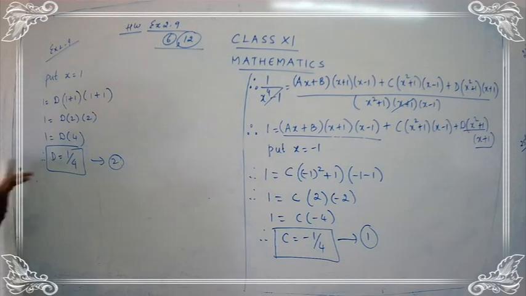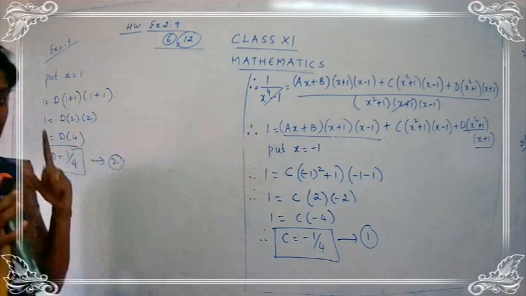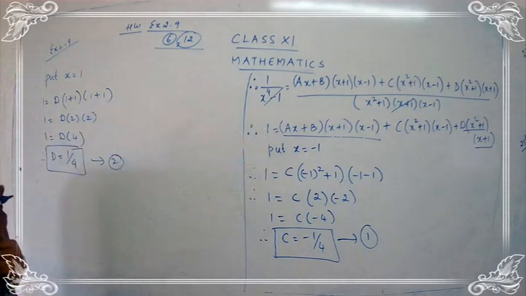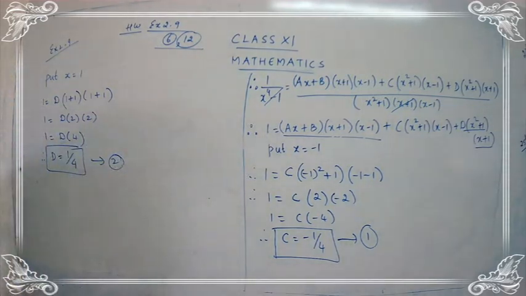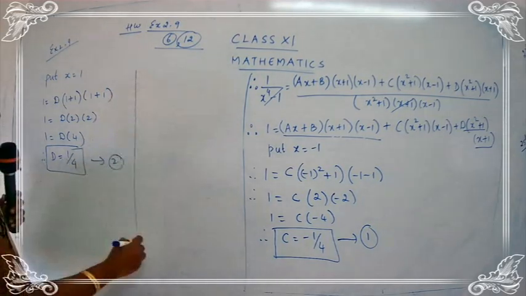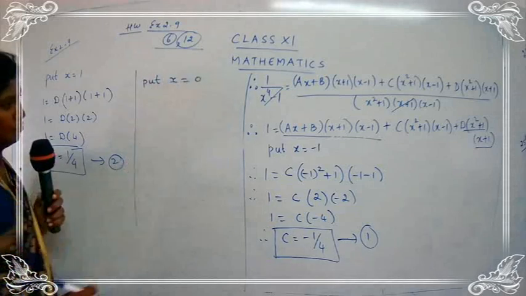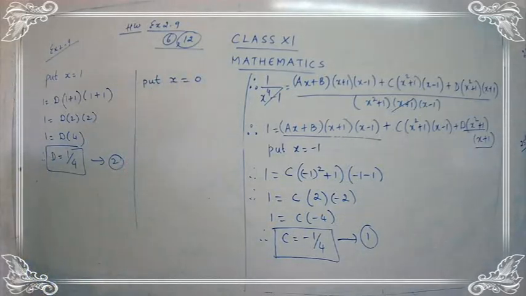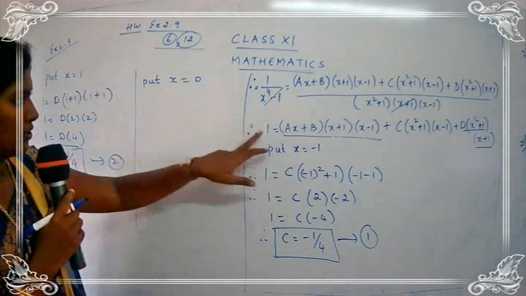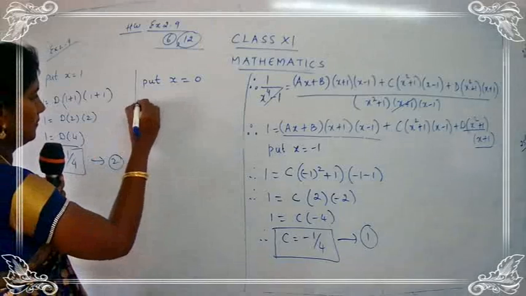So now what I am going to do, I don't have any other choices over here. So I am going to put x is equal to 0. Let us substitute x is equal to 0. Let's go for the step. Put x is equal to 0. So what you get when you put x is equal to 0? Be careful here, 0. So this is 1 as it is.